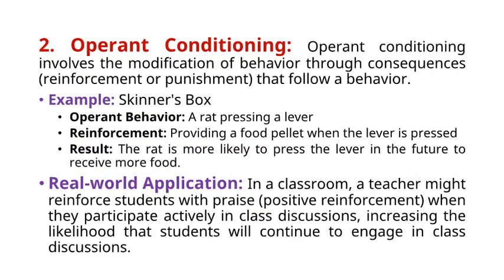2. Operant conditioning. Operant conditioning involves the modification of behavior through consequences, reinforcement or punishment, that follow a behavior. Example: Skinner's box. Operant behavior: a rat pressing a lever. Reinforcement: providing a food pellet when the lever is pressed. Result: the rat is more likely to press the lever in the future to receive more food.